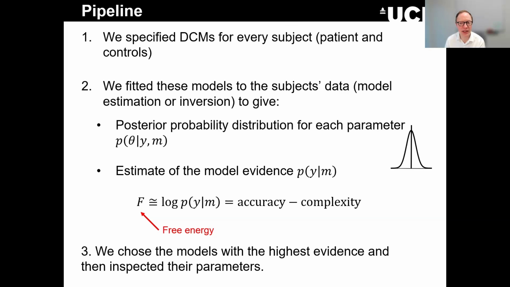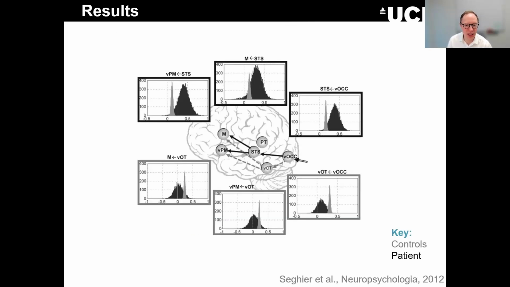I'm going to skip the model comparison and just show you the parameters. I think it's nicely summed up in this figure. What's being shown here is the brain network we looked at: visual cortex, planum temporale and superior temporal sulcus, motor and premotor cortex, and ventral occipitotemporal cortex, the part where there is a lesion in the patient. Remember I said this is probabilistic, so what you get for each connection is a probability distribution. The black ones here are the connections that were stronger in the patient compared to the controls, and the grey ones are the ones that were stronger in the controls relative to the patient.